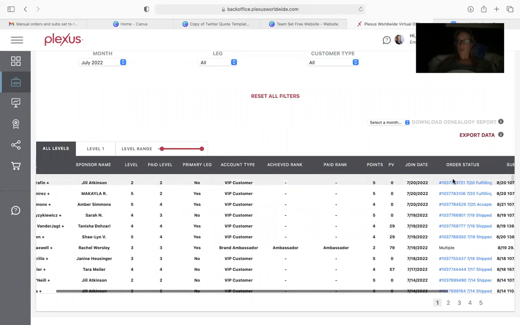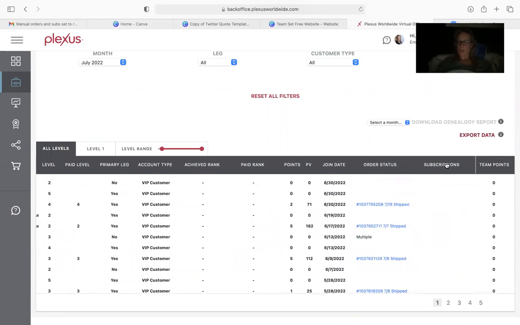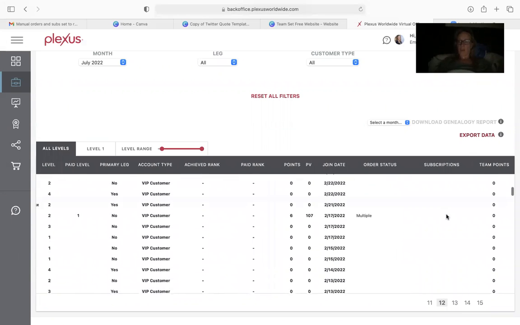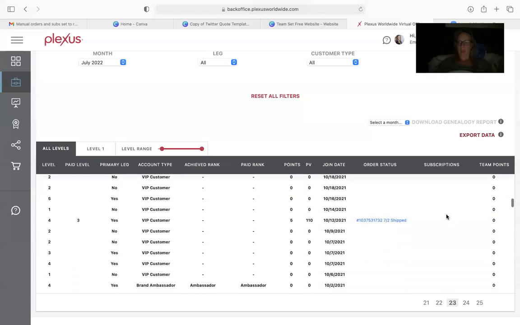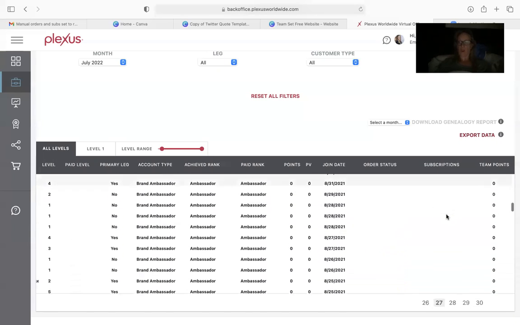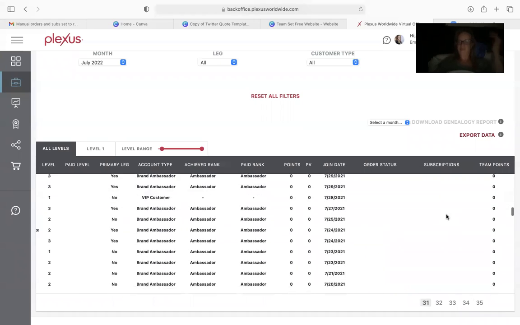Okay. However, you can also filter by subscription. So when you click on subscriptions, you're going to scroll all the way down, which of course I've got 20 something. I don't even know how many pages are in my back office. So I have to scroll for quite a while. I'm already on page like 30.